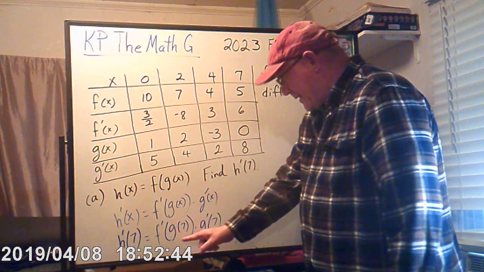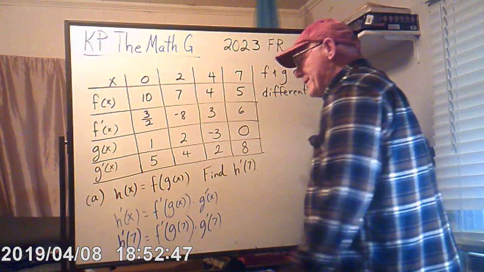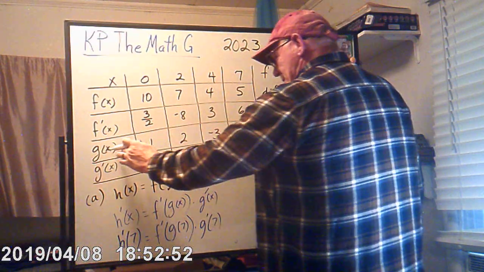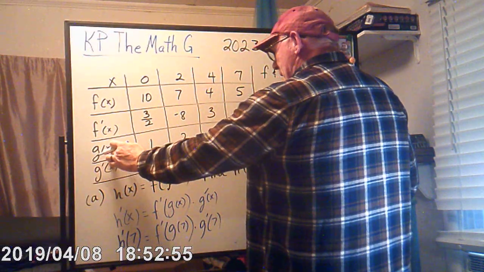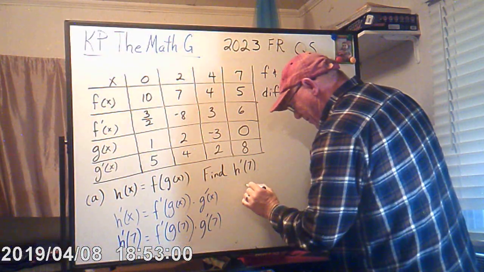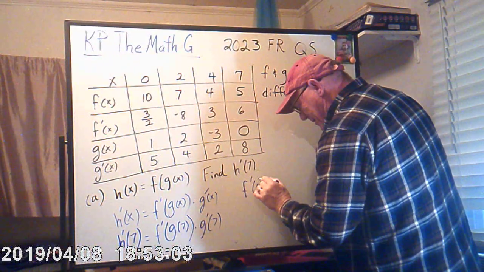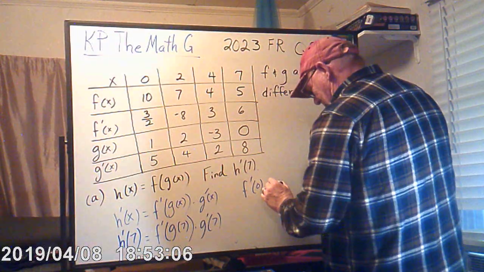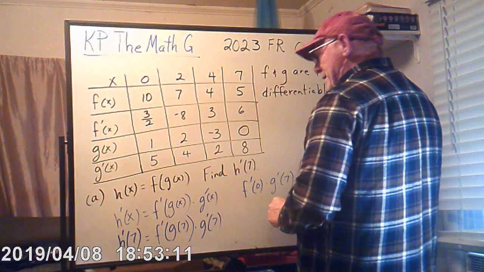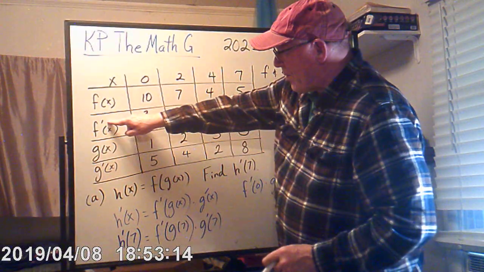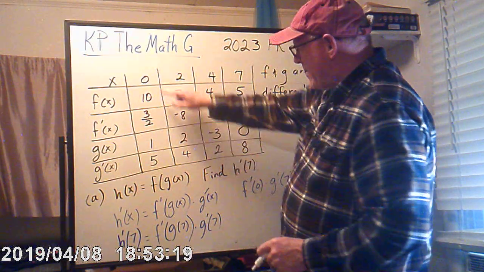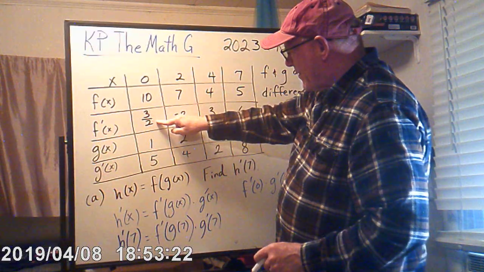So now, what we're looking at is G at 7 is 0. So G at 7 is 0. So in place here we have F prime at 0 times G prime at 7. So let's see, F prime, find that first. F prime at 0 is 3 halves.